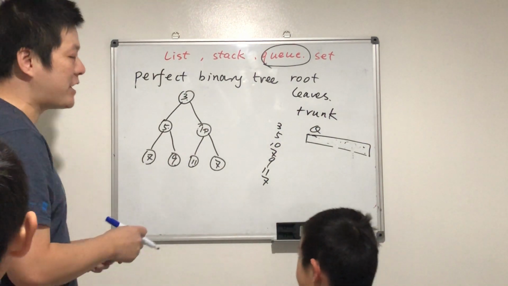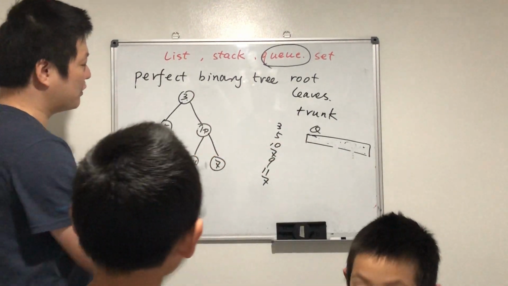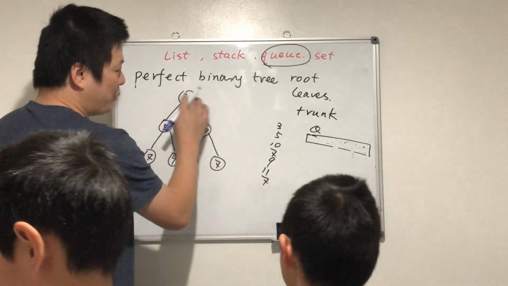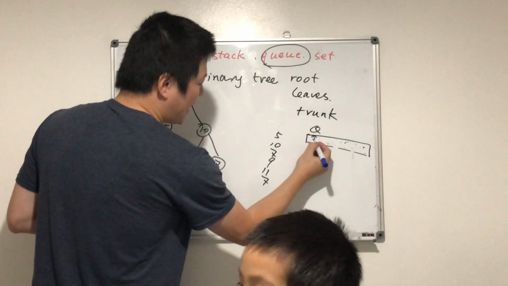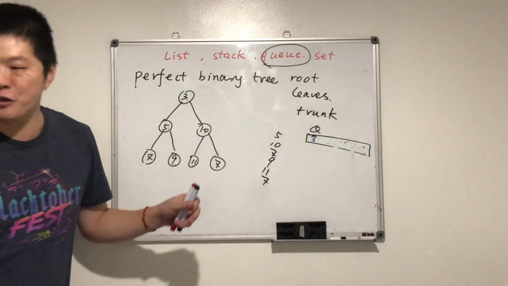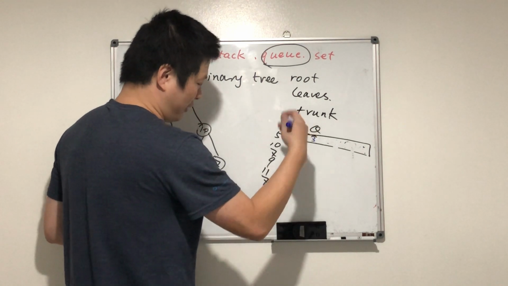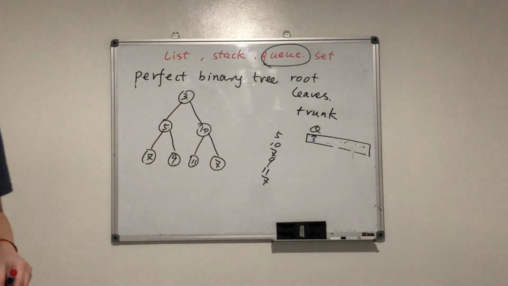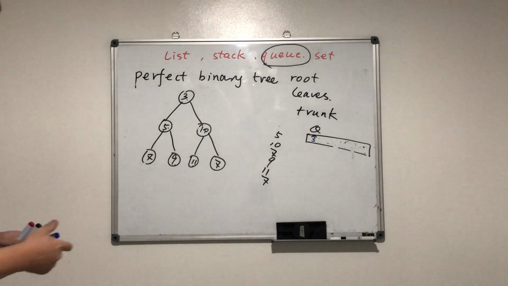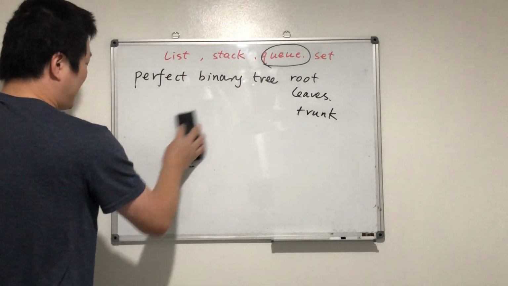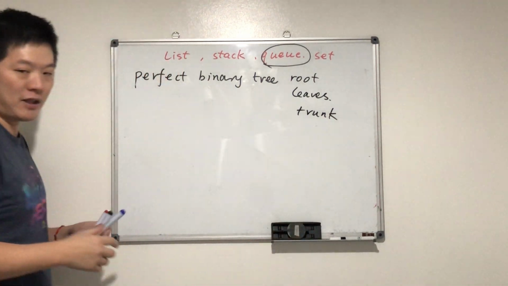But we use a queue to do it. Every time, we put the root node here, and then we push its kids into the queue, and we do it until the queue is empty. Okay, and I'm going to introduce another tree.